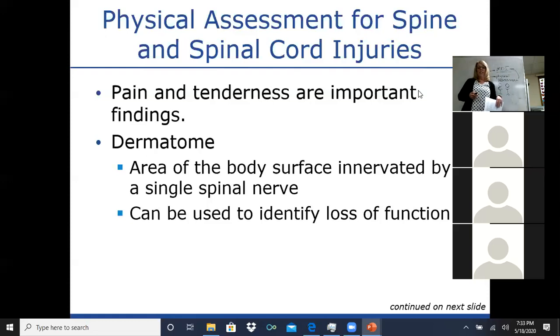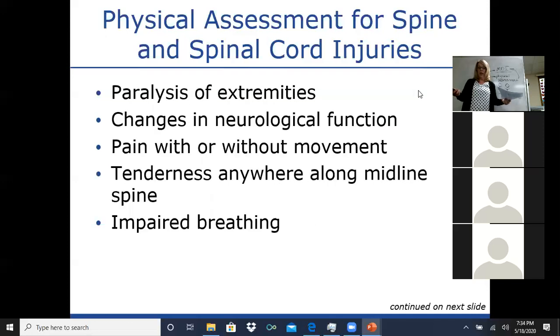Dermatomes basically are the areas of the body that the spinal nerves go to, to be able to tell that area how to respond or what to do in order to respond. So if you lose an area of a dermatome, then you can lose function from that area. So a dermatome is basically where those nerve endings go in different parts of the body.